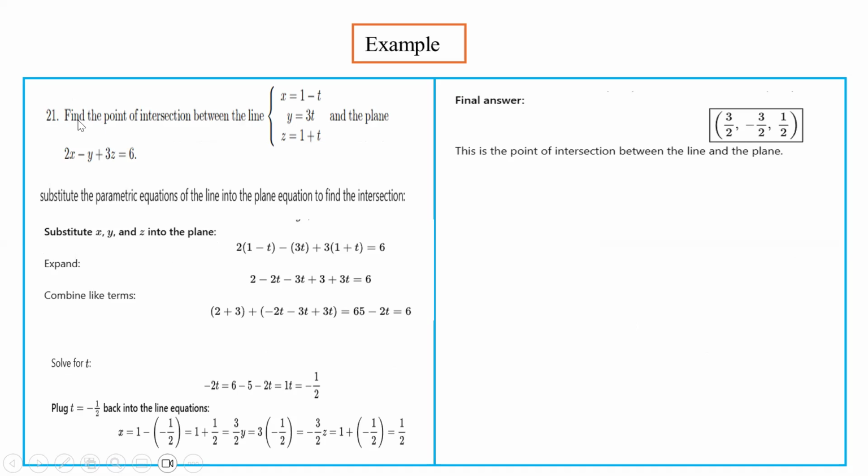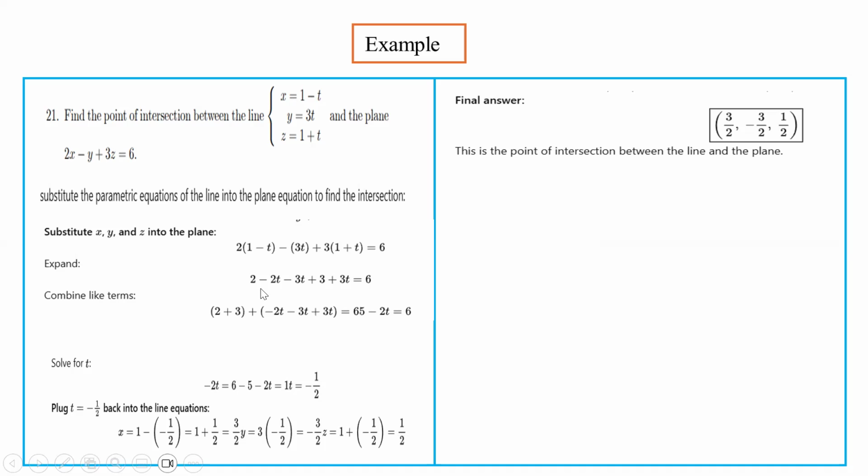Here we have another example: find the point of intersection between the line x equals 1 minus t, y equals 3t, z equals 1 plus t, and the plane 2x minus y plus 3z equals 6. We're going to substitute the parametric equations of the line into the plane equation to find the intersection. So we substitute x, y, and z into the plane. We'll have 2 from the coefficient of x, and x is 1 minus t, so 2 times 1 minus t, minus 3t plus 3 times 1 plus t is equal to 6.